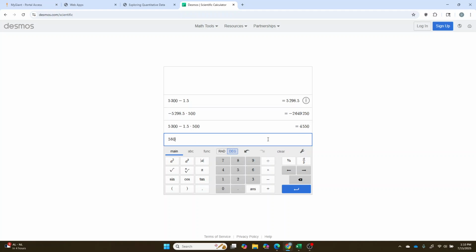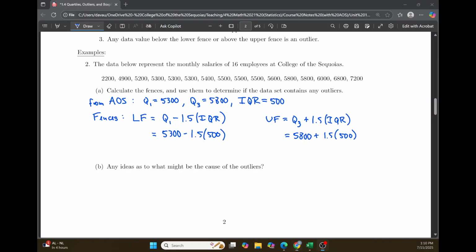So that should be 5,800 plus 1.5 times IQR. Okay, so that's 6,550. Let's head back over to the notes and write those down. So we've got 4,550 for the lower fence, sorry, not 4,500, 4,550, and 6,550 for our upper fence.